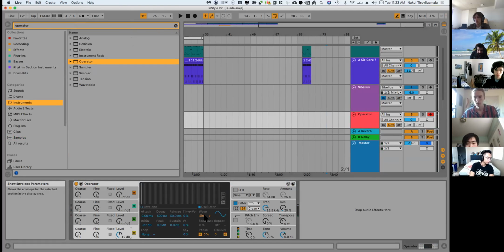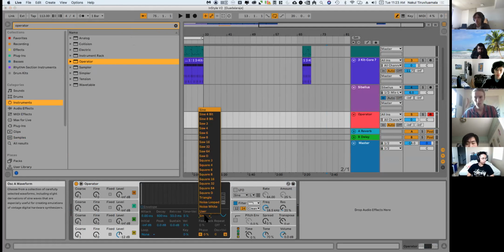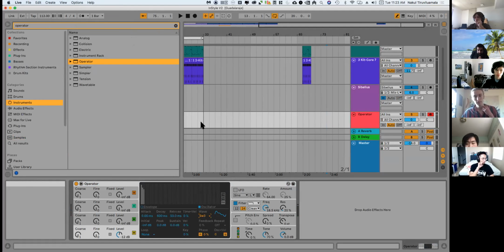But if I wanted to, I could actually choose the different waves from this particular dropdown. So I could go to a saw wave. And what you're seeing is basically each of these little bars on this bar graph are representing the different harmonics in the sound. Okay? So for a perfect sine wave, what's interesting is there's only one harmonic, which is the fundamental.